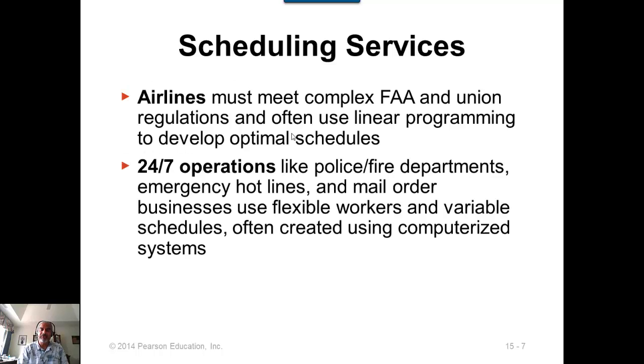Airlines have to meet FAA requirements in terms of off time for crew, how many hours they can fly and how many hours they have to rest, and so on. And 24/7 operations like police departments and emergency hotlines have to be staffed 24/7, and you have to have flexible worker schedules to be able to do a revolving schedule that meets all the legal requirements, the personal requirements, and the staffing requirements.